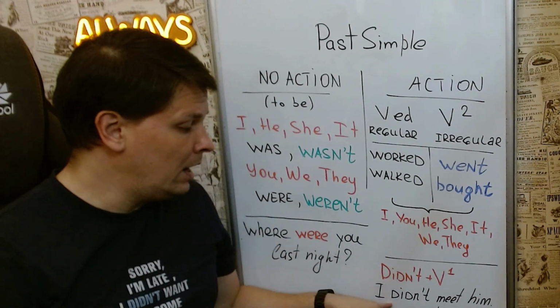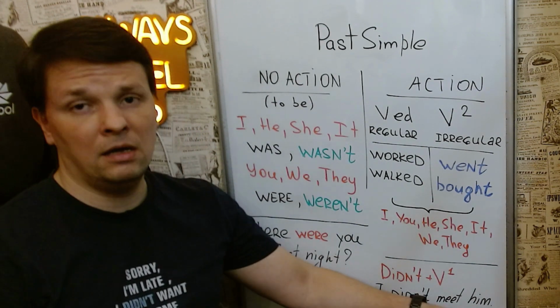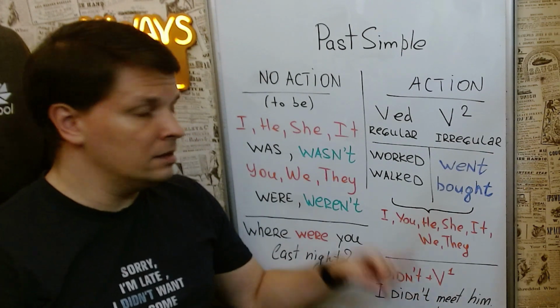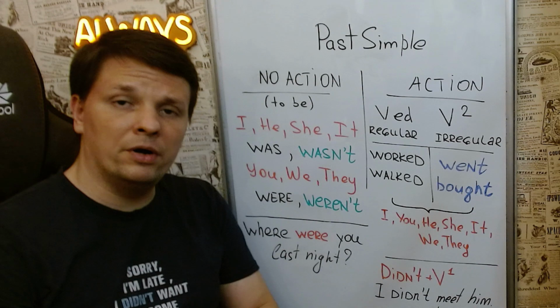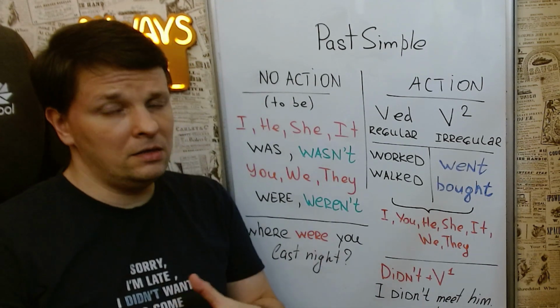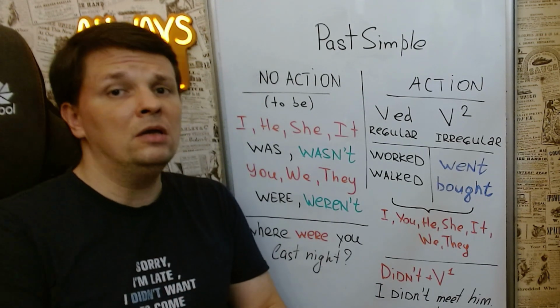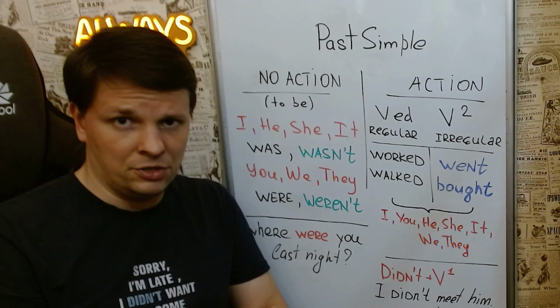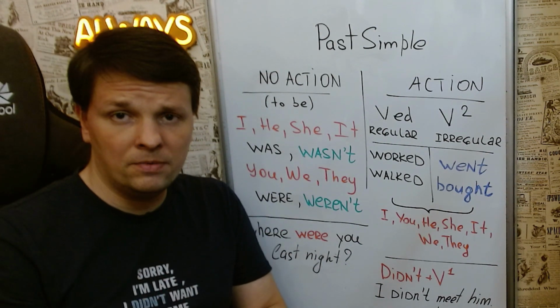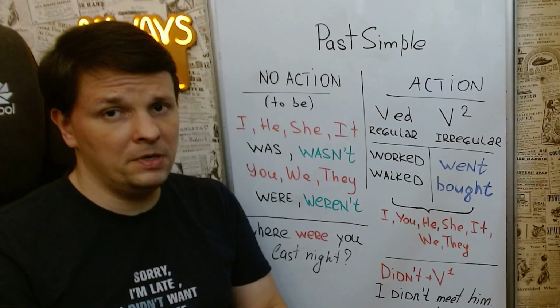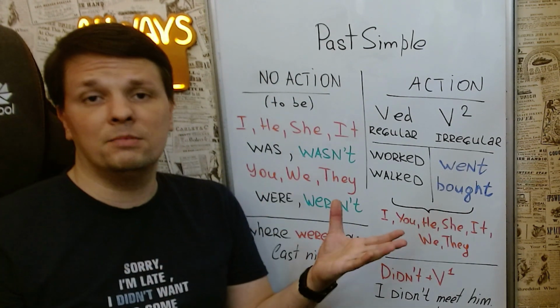For example, I did not meet him. I did not do my home task. She did not work yesterday. And in case you want to make a question, you put did to the first position. You ask, did you play tennis with friend yesterday? Did you go to the shop yesterday? That's it about the past simple.